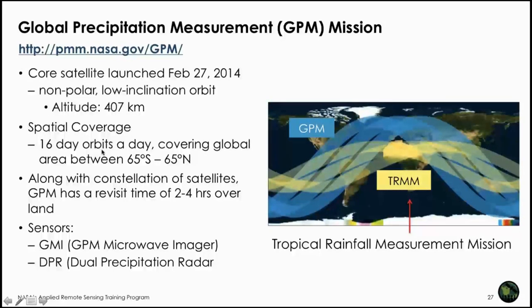Okay, so as we were saying, TRMM and GPM were both dedicated to precipitation, and they both are low inclination satellites. So you can see TRMM only covered the tropical region, but GPM can provide data in mid-latitude, about 65 south to 65 north. And it provides 16 orbits per day as shown here. And there are two sensors, the GPM Microwave Imager and the Dual-frequency Precipitation Radar. These are the sensors that actually observe hydrometeors or rain within the atmosphere.